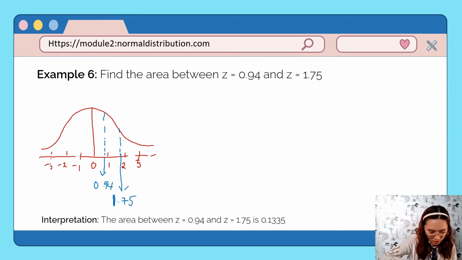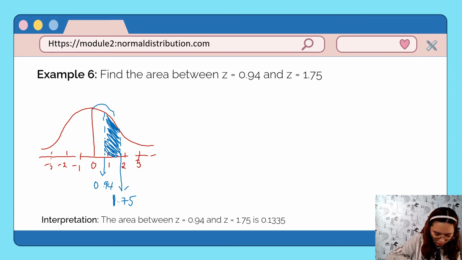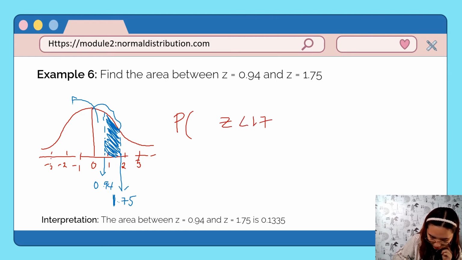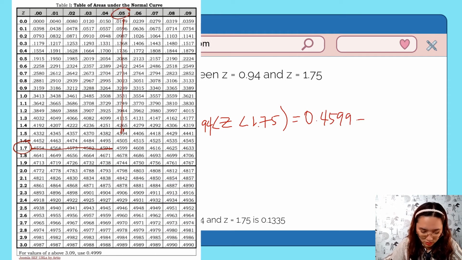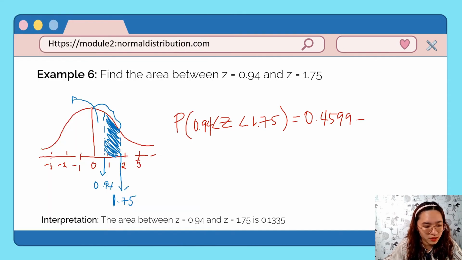1.75. Okay, so ang hinahanap ay yung, so using the z-table, makukuha natin yung area ng 1.75 at yung area naman nitong 0.94. Then, ipag-minus lang natin silang dalawa, makukuha na natin yung area between them. Yung area na yan. So, the probability that the z is less than 1.75 but greater than 0.94. That is equal to 1.75 ay 0.4599 minus 0.94.